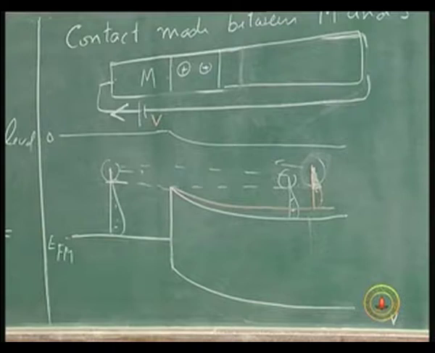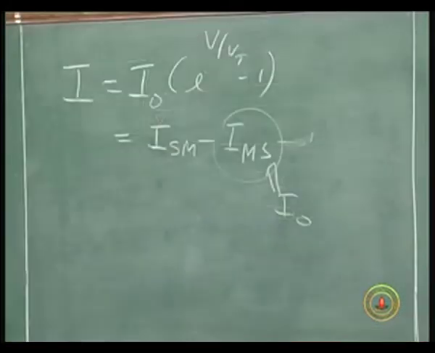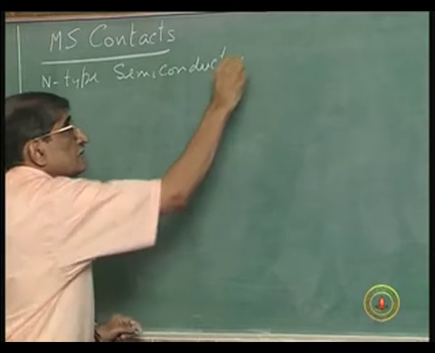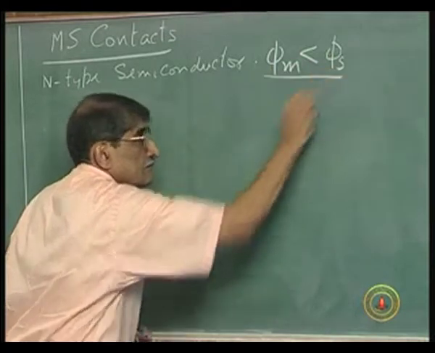Now, let us just take a look at the other case. I can remove all this now, quickly go through the second case, n type semiconductor with. It is interesting to see what happens in an n type semiconductor with. So, the second case now, what we are going to see is phi m less than phi f s.